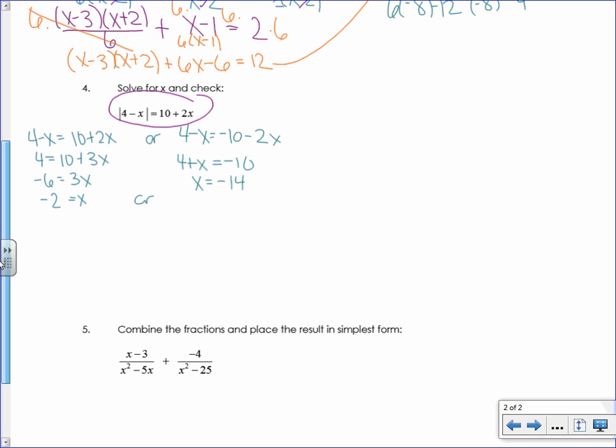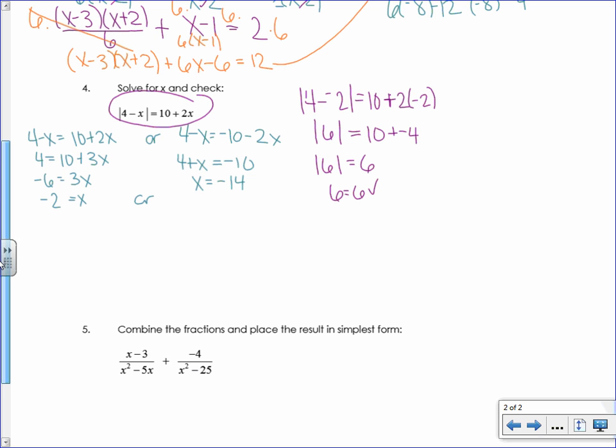So I will check x is equal to -2 first. So I have the absolute value of 4 minus -2, which is equal to 10 plus 2 times -2. This becomes the absolute value of 6. This becomes 10 plus -4, or 10 minus 4. And I get that 6 is equal to 6, so that checks.